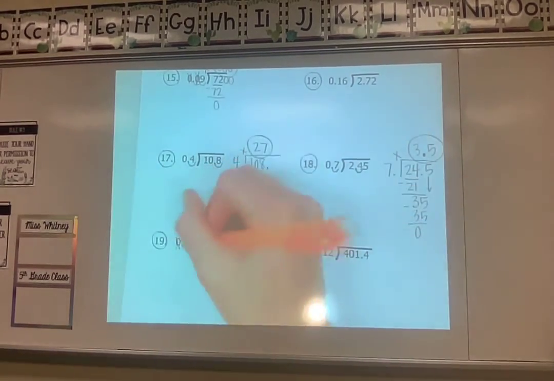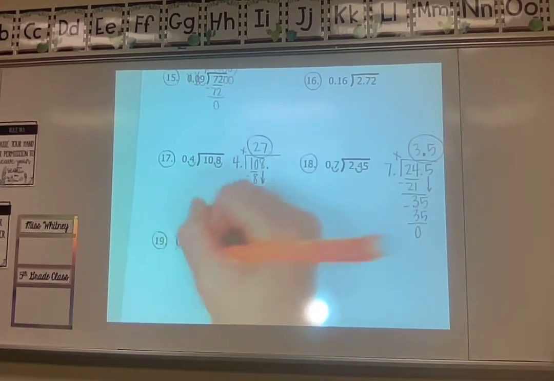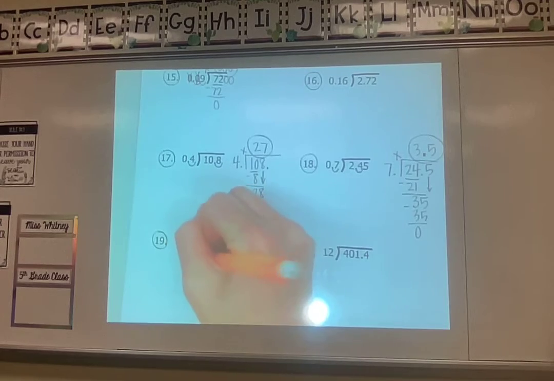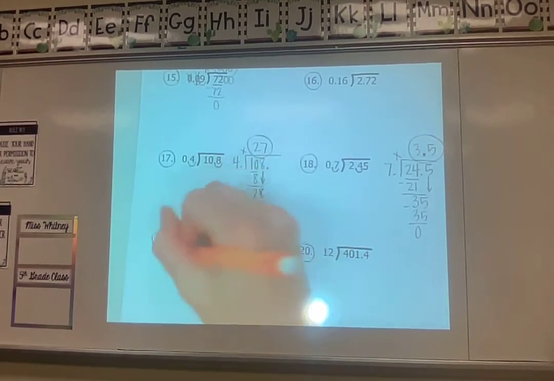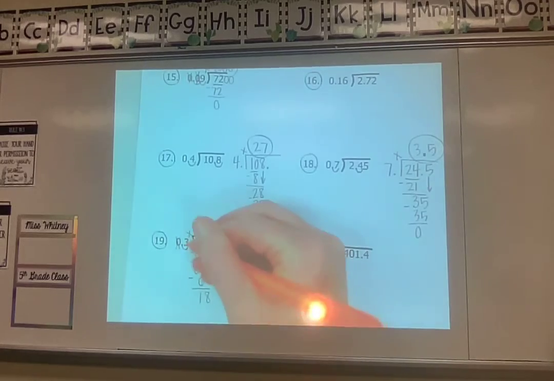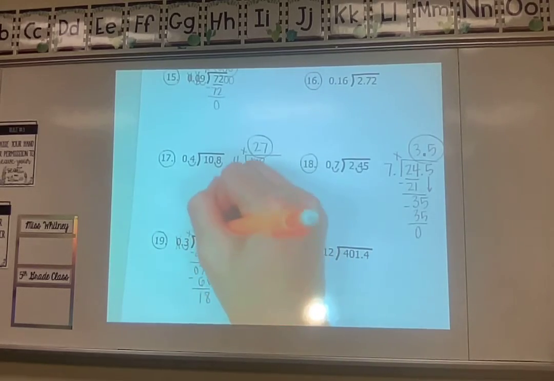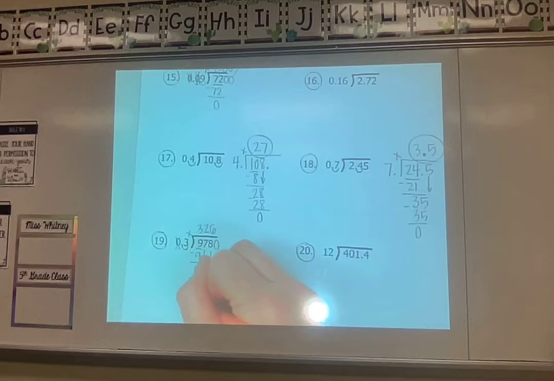I'm dividing by 3. 3 into 9 is 3. 3 times 3 is 9. So subtract, that's a 0. Bring down the 7. Go again. 3 into 7 would be a 2. 3 times 2 is 6. When I subtract, I get a 1. Bring down that 8 and go again. 3 into 18 would be a 6. 3 times 6 is 18. Subtract, I get a 0.